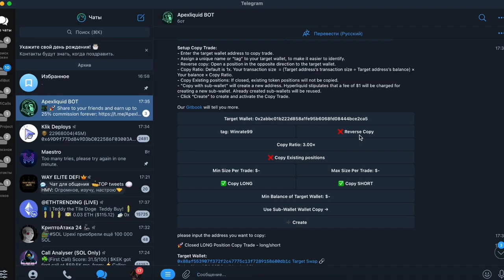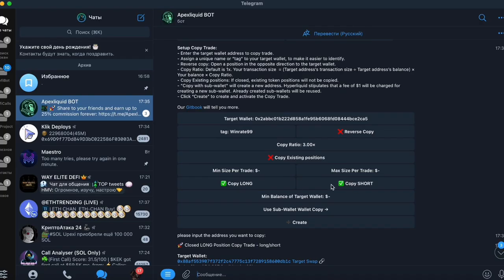So if the wallet is trading at a loss, you can open trades in reverse, meaning in the opposite direction, and you'll end up closing in profit when the losing wallet closes at a loss. Next, there's the min size and max size settings. I've come to the conclusion that I don't set anything here. In other words, I don't limit myself in this regard, so I just leave these settings untouched.